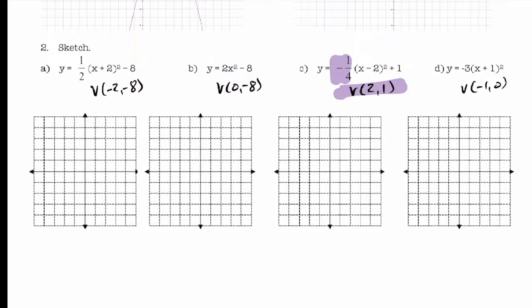So for instance here, this vertex is 2 and 1, so it's like somewhere here for this one. It opens downwards. You can quickly check the y-intercept, right? We did this in class.